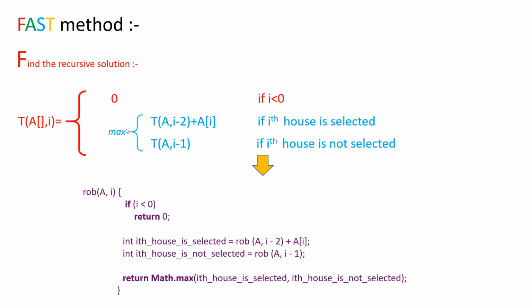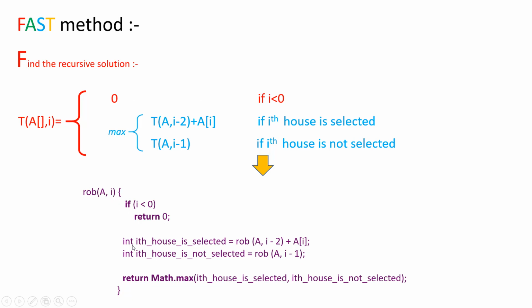So here is the recursive solution. We have translated this into a recursive solution. When we write our solution, we are not going to use T and all, so I have just used rob again. You can see rob is a function, and the arguments are A and I. A stands for array and I is the index. It's the same thing, guys. If I is less than 0, return 0.